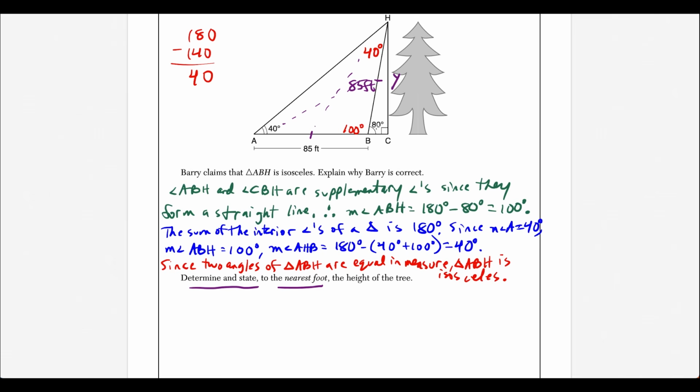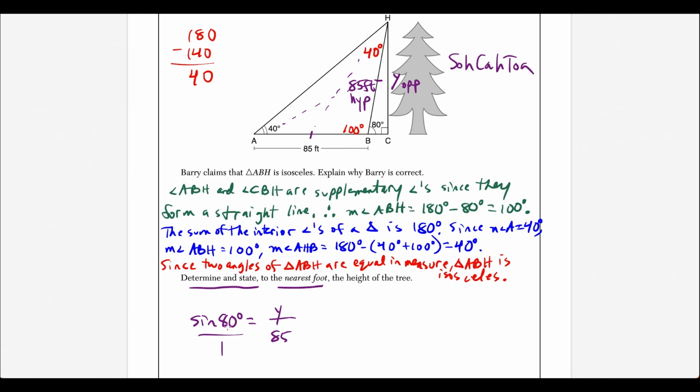Well, what I could do is I could use our trig functions here. We have SOHCAHTOA. And if we're using this 80-degree angle, the height of the tree represents the side opposite. 85 feet represents the hypotenuse of this triangle. So here I would use the sine function. I would say sine of 80 degrees is equal to the opposite side is y, which is what we're looking for, over the hypotenuse 85.